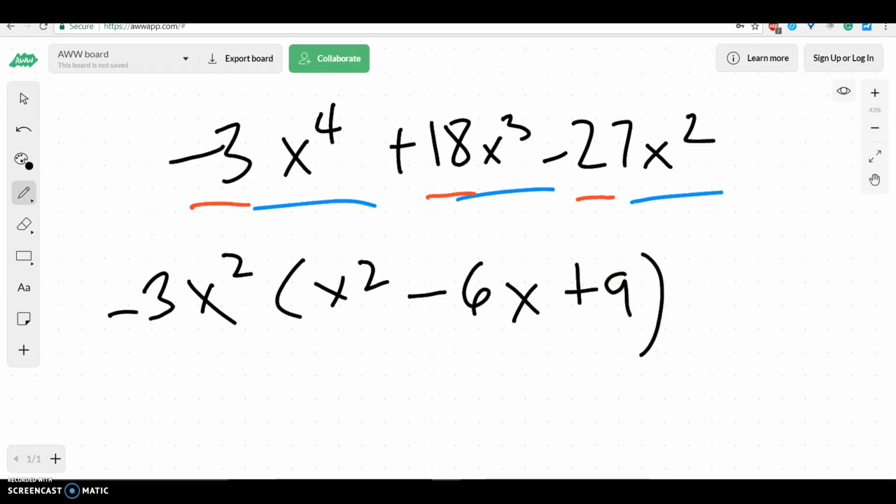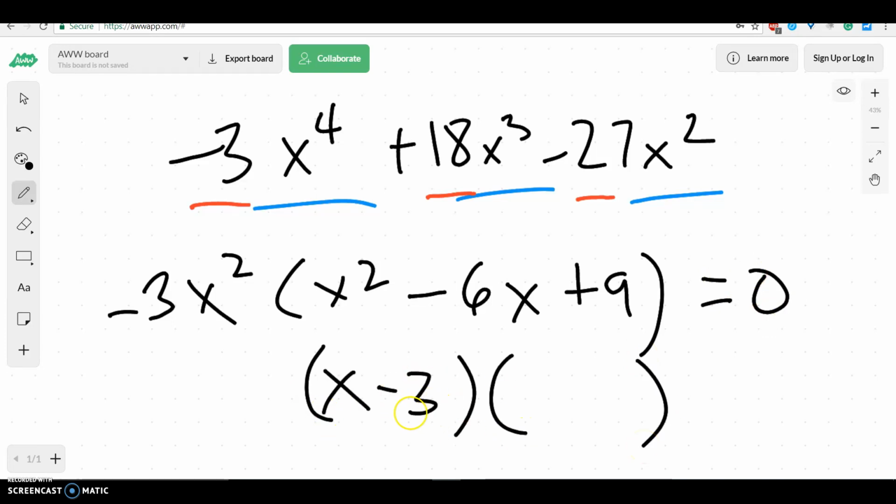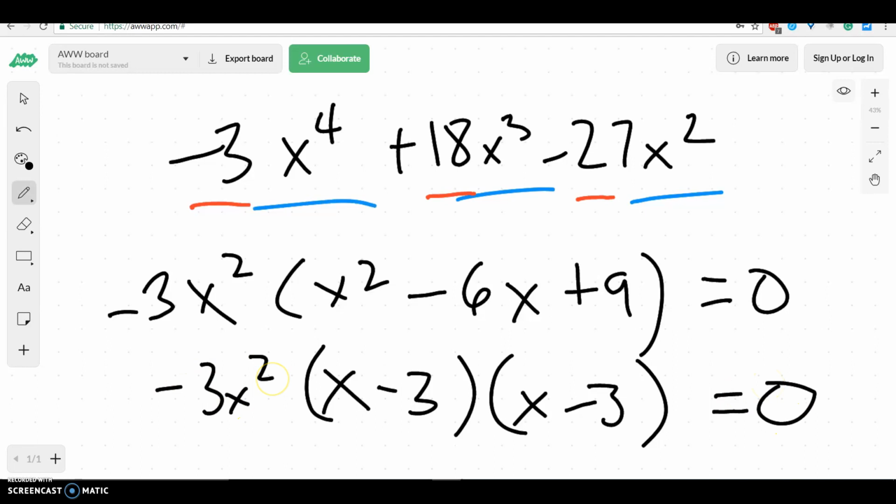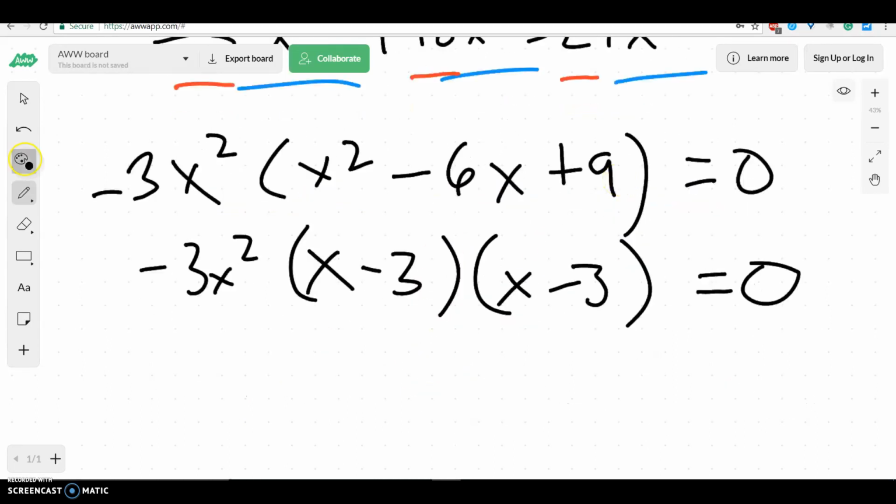Well, that's going to work out really nicely, because I actually can factor this, because x minus 3 and x minus 3 multiply together to give you 9, but add together to give you negative 6. Well then, the zeros of this become really easy. This one's 0, this one's 3, and this one's 3. So that would be my answer to 10b.